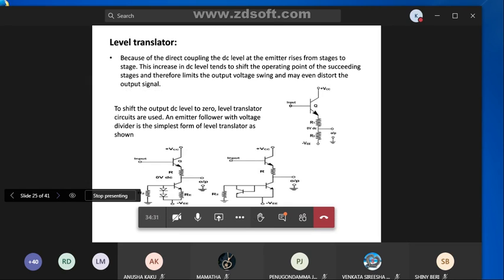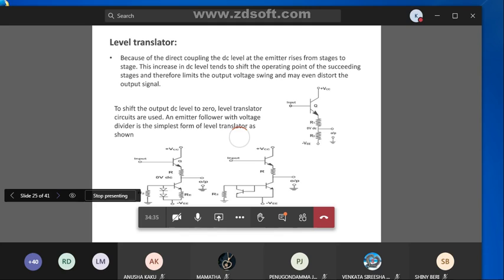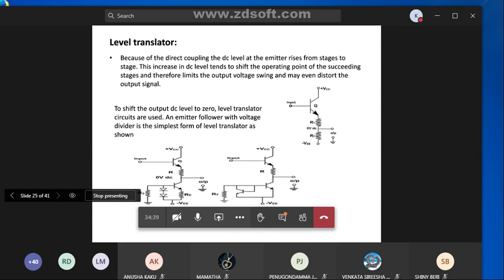So next, the important concept is the level translator. See here, what is a level translator? What is the necessity of this circuit?